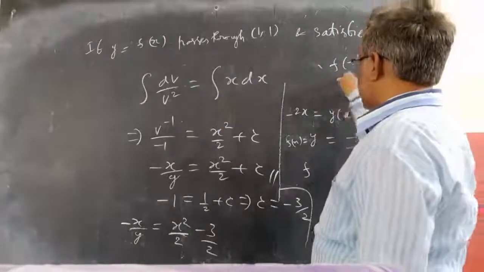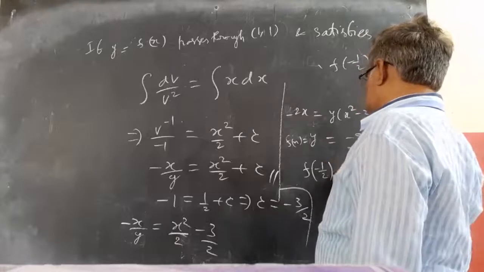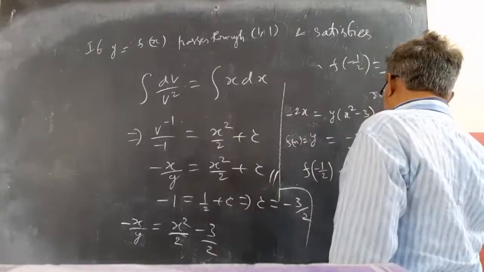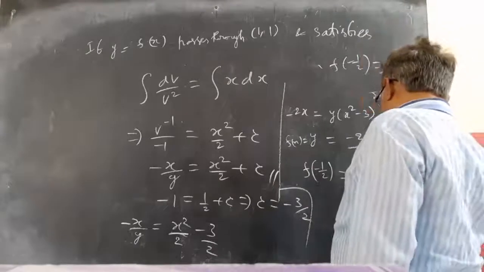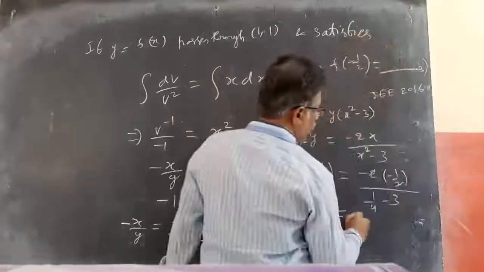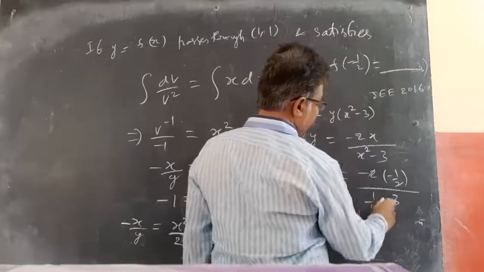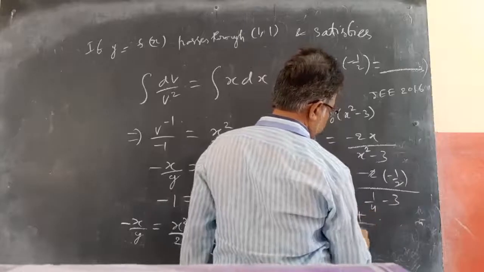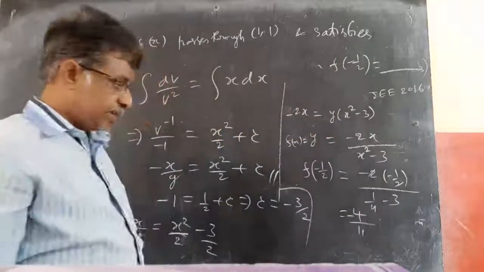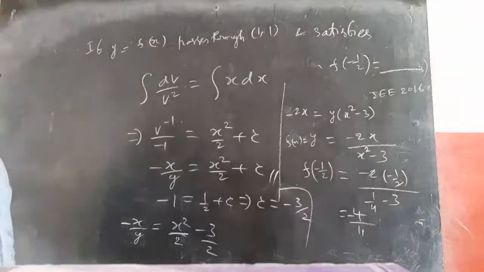So f of x equal to this much, I got. f of minus 1 by 2. So wherever x is there, substitute minus 1 by 2. Minus 2 into minus 1 by 2, by minus 1 by 2 whole square, 1 by 4, minus 3. 2 to cancel. 1 by, this is 4 LCM if I take, this becomes minus 11 by 4. So becomes minus 4 by 11. Minus 4 by 11 is f of minus 1 by 2. So this is how you can solve.